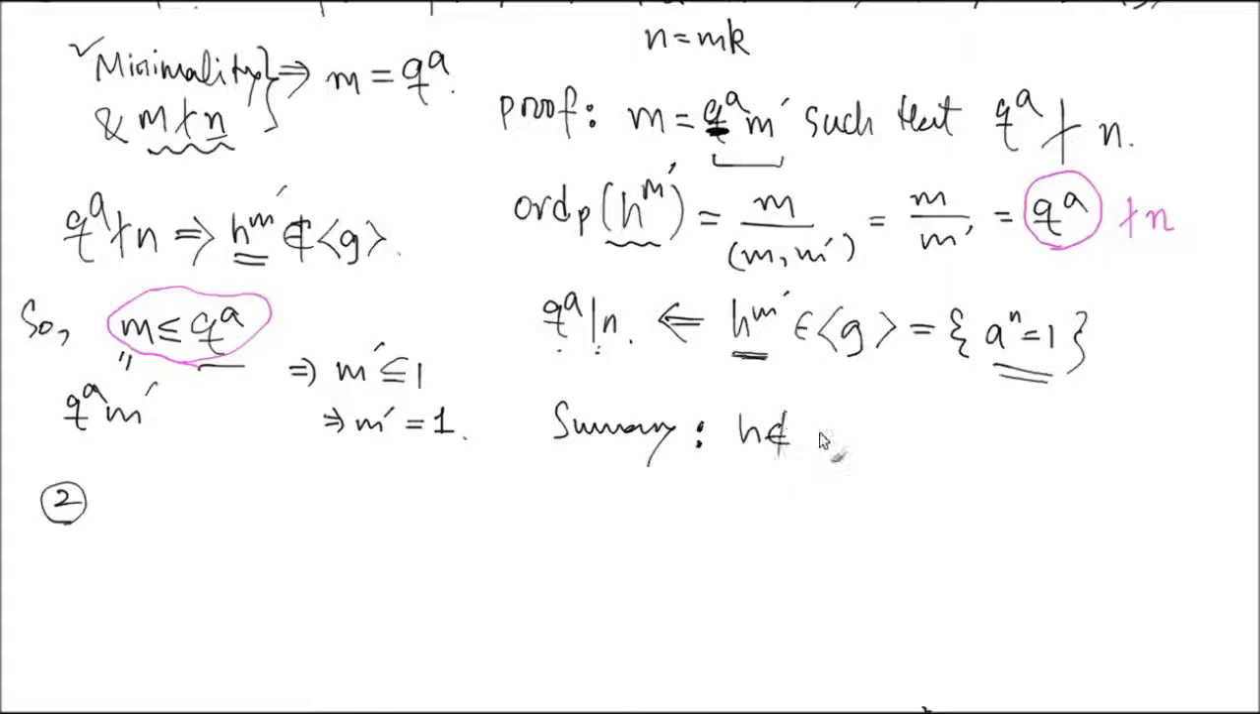So, summary. H is outside G, and the order of H is what? Q to the a, right? That does not divide the order of G. That's the conclusion here. Good?